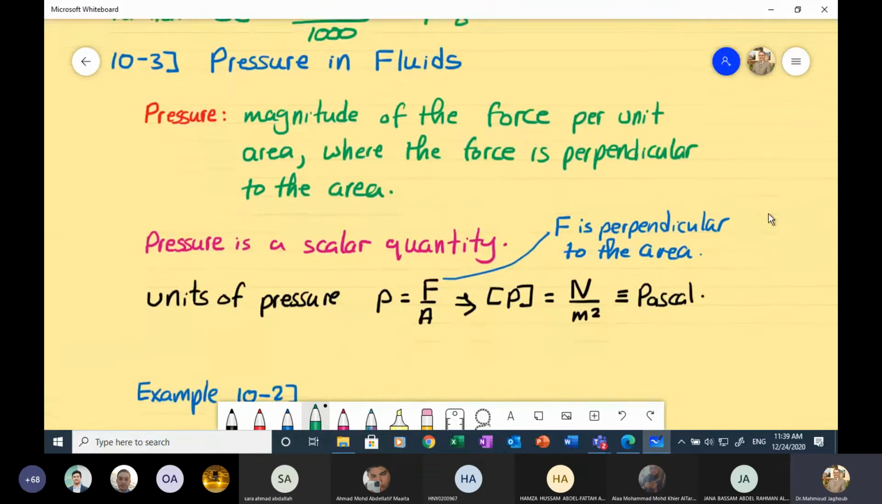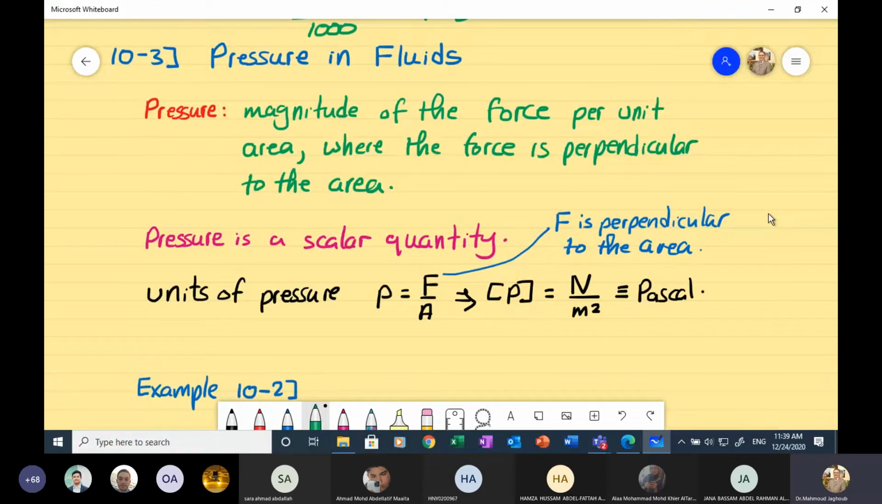Now we define pressure of a fluid. Pressure is defined as the magnitude of the force per unit area where the force is perpendicular to the area. Okay, so pressure is force per unit area. If you have a force acting on a given area, if you divide the component of the force that is perpendicular to that area by the magnitude of the area, you get what we call the pressure.